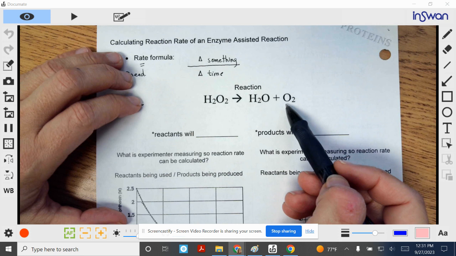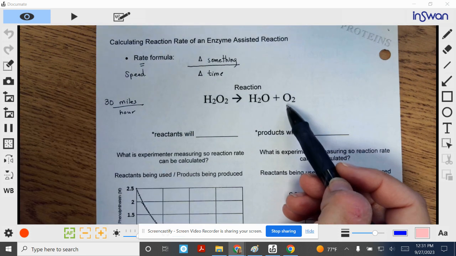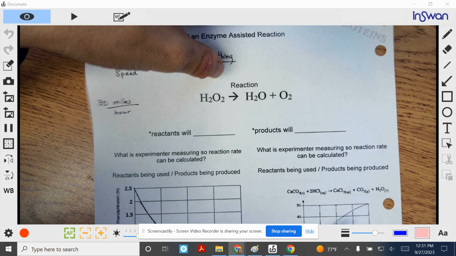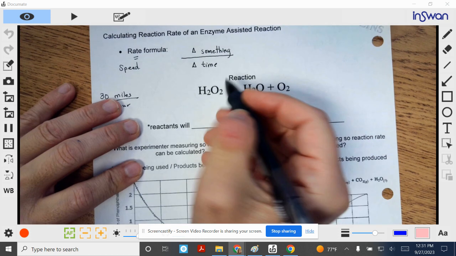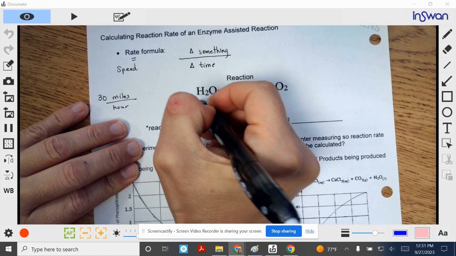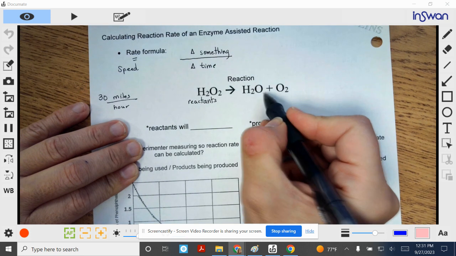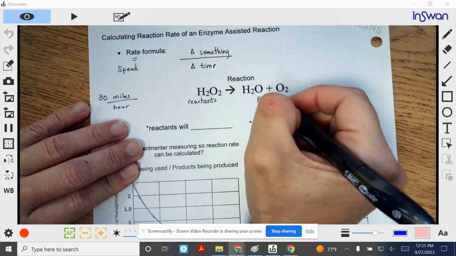So we can measure how much product we get over time, and we can use that to calculate rate. Now, one thing about this reaction is, remember, these are our reactants on this side. This arrow means these things are being made. These are the products.